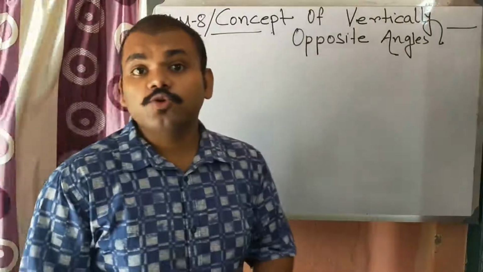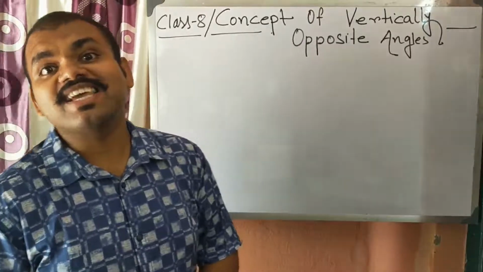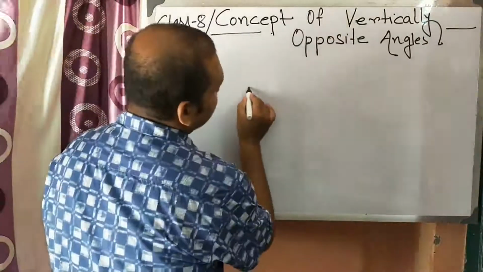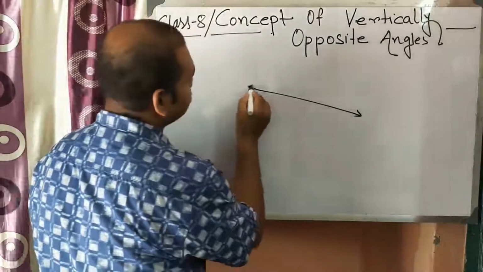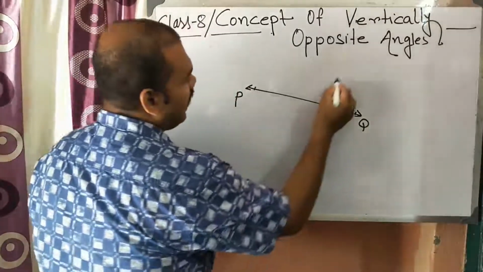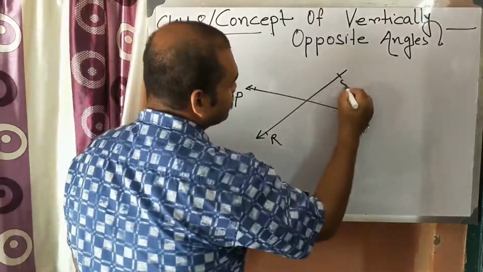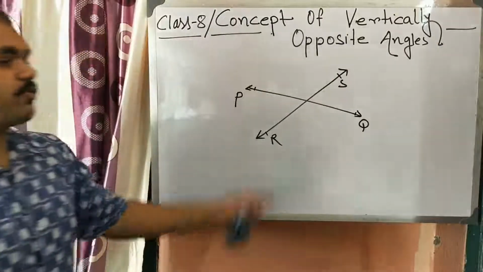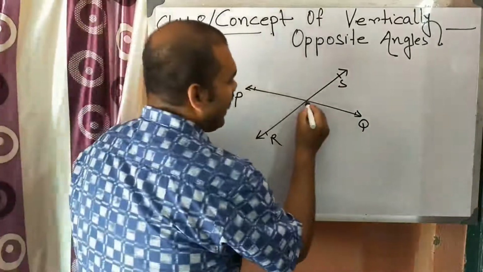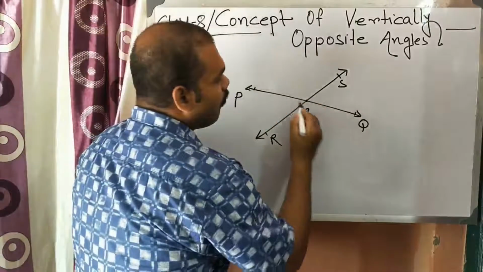Whenever two line segments intersect each other, suppose there is a line segment PQ, and suppose another line segment RS. These two line segments, when they intersect each other at O, produce four angles.